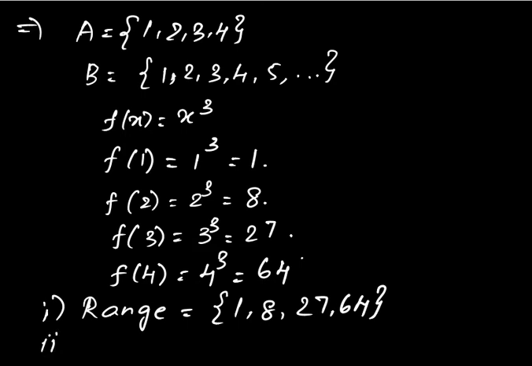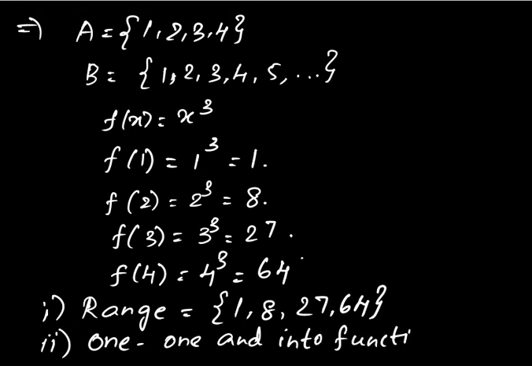Next they asked what type of a function it is. You can see that each image has a different element in the codomain, right? So they are mapped to a distinct element. So it's 1-1. It is 1-1 and into function. It is not an onto function because here the range is not equal to your codomain value.